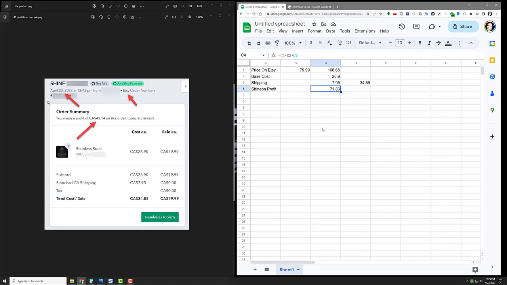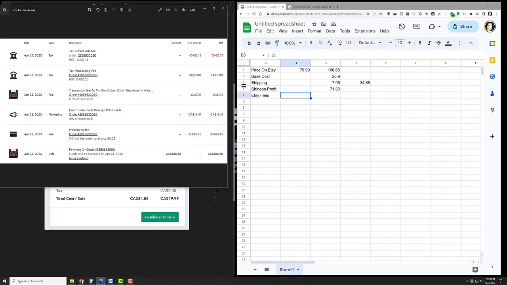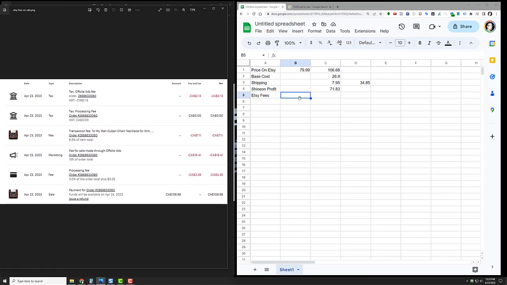Because you're thinking, holy crap, that's a lot of money. And it is, it's pretty decent. But now let's do the Etsy fees. Let's go to Etsy fees on this transaction. We're going to do the first one, which apparently was sold on an offsite ad. Offsite ads are what Etsy runs off of Etsy. So let's start with the processing fee.